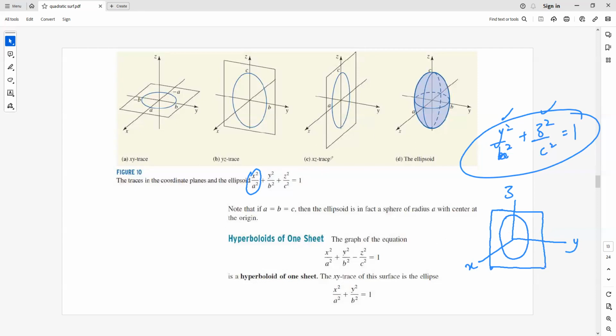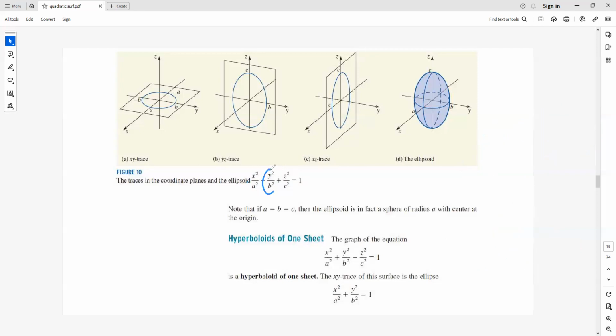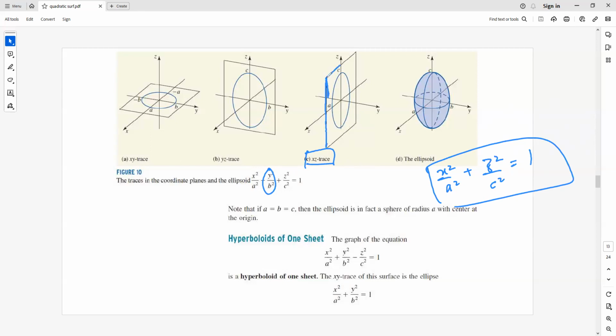Similarly, if I want to draw its xz trace, I need to exclude this y variable, this part here. So I will be left with x squared over a squared plus z squared over c squared equals 1. Then I will get an ellipse on the zx plane. So it will be the xz trace like this, right? So this is the xz plane, this one here, and the ellipse looks like this.